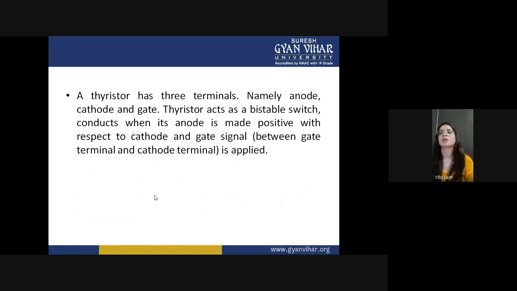Thyristor acts as a bistable switch. It conducts when its anode is made positive with respect to the cathode and a gate signal is applied. Without an applied gate signal, the thyristor will not be turned on. It may be forward biased, but it will not turn on. To make it turn on, you have to apply some gate pulses, and the application of gate pulses is called triggering. The methods by which you apply the gate pulse are the different methods of triggering.